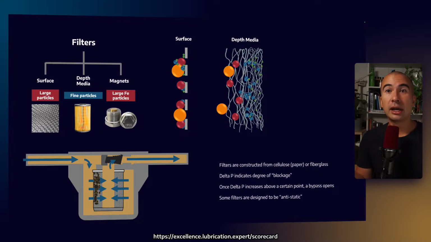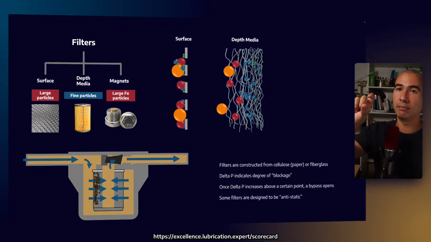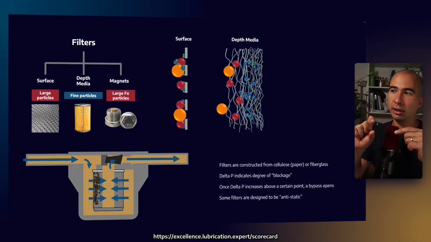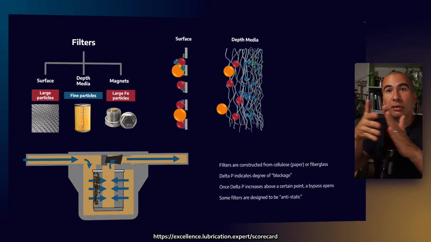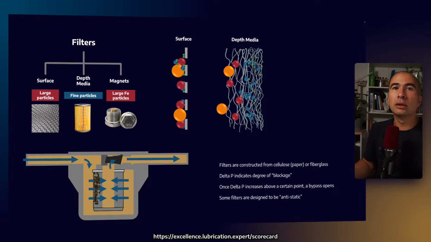Surface filters are basically a mesh, right? We call them surface because it's a 2D surface. They operate on the principle of exclusion: if there are gaps in the mesh, anything bigger than the gap can't get through. Whereas a depth media filter, we call it depth media because it has depth to it. It's now a 3-dimensional filter, right?